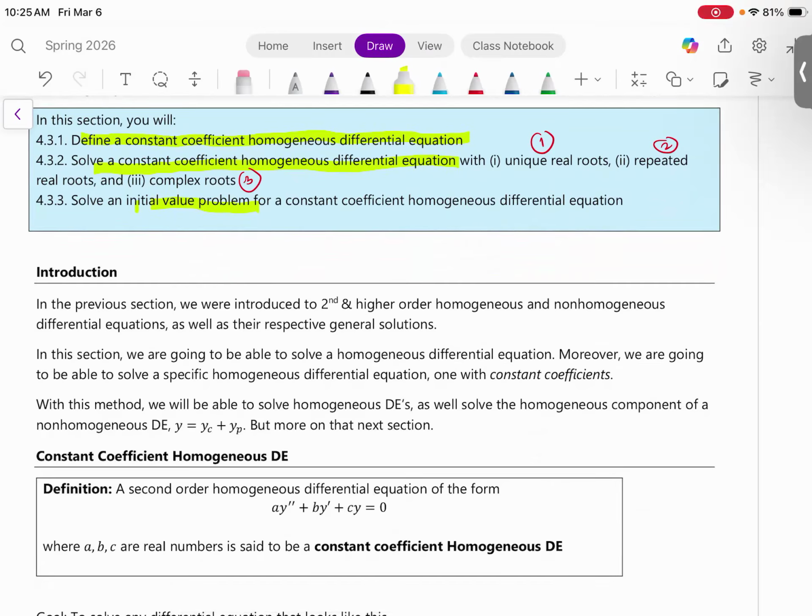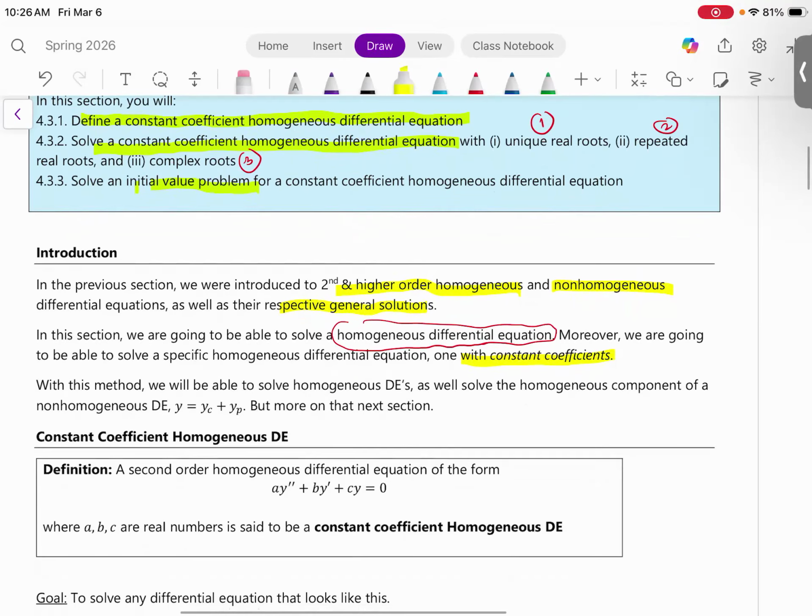So in the previous section, we were finally introduced to second order or higher homogeneous and non-homogeneous differential equations and their respective solutions to each one. So in this section, we're going to be focusing on just homogeneous differential equations. That's our focus here. And specifically, we are going to be going over homogeneous differential equations that have constant coefficients. Constant coefficients meaning numbers.